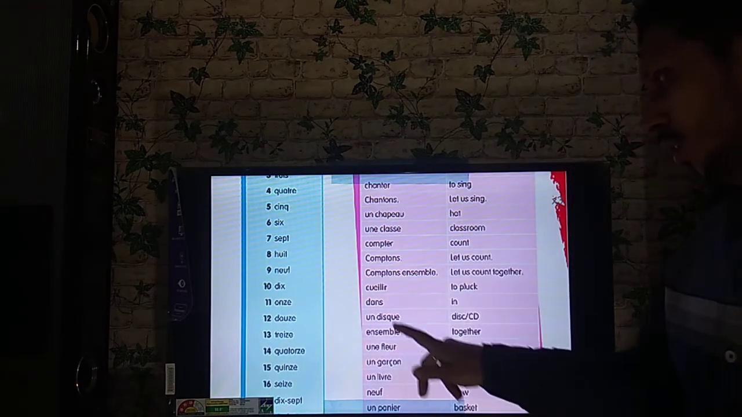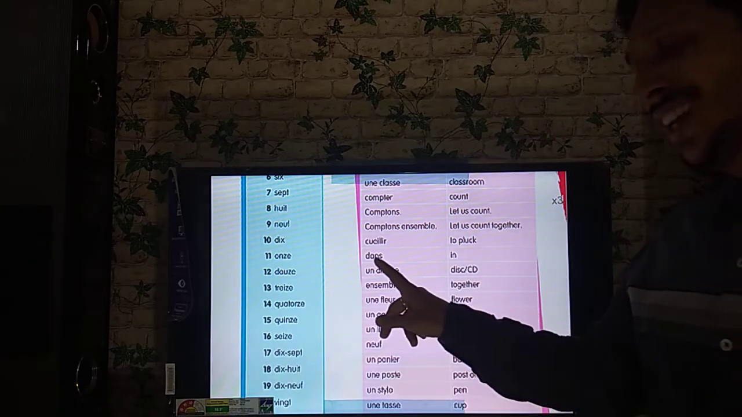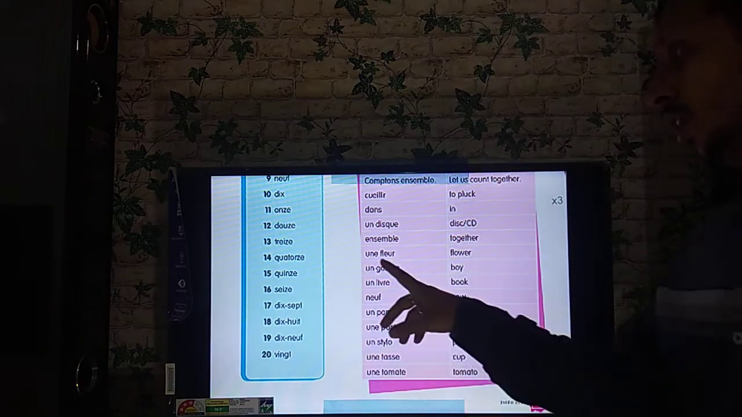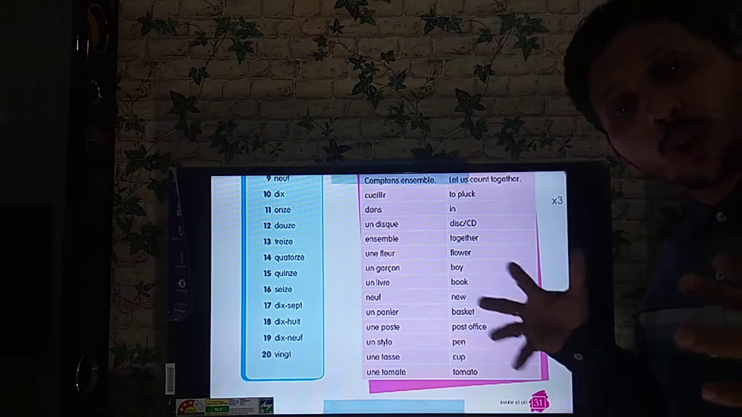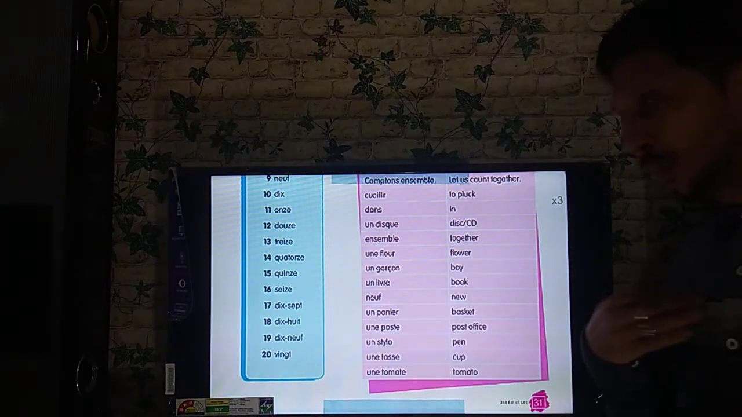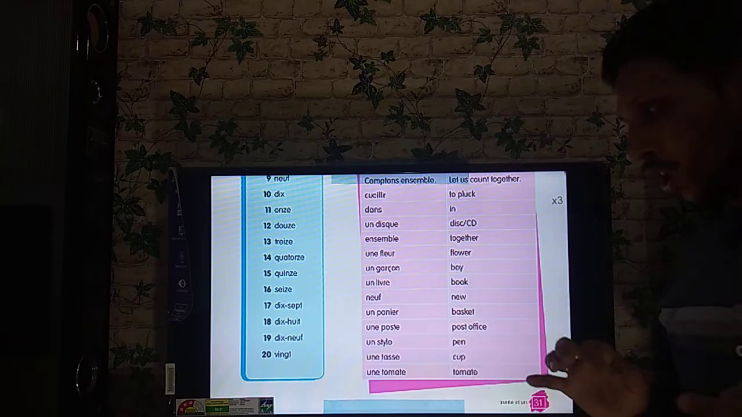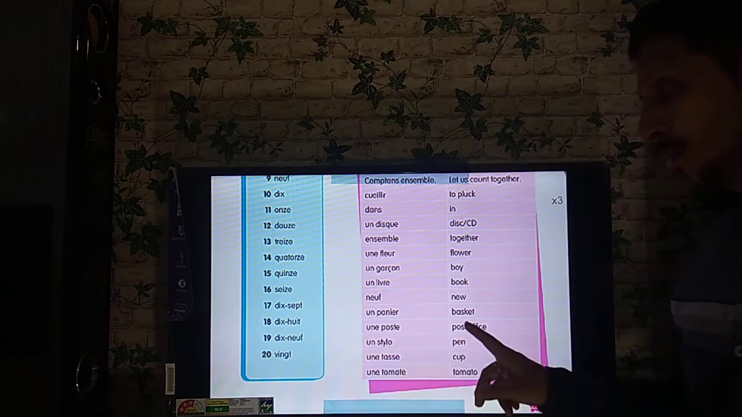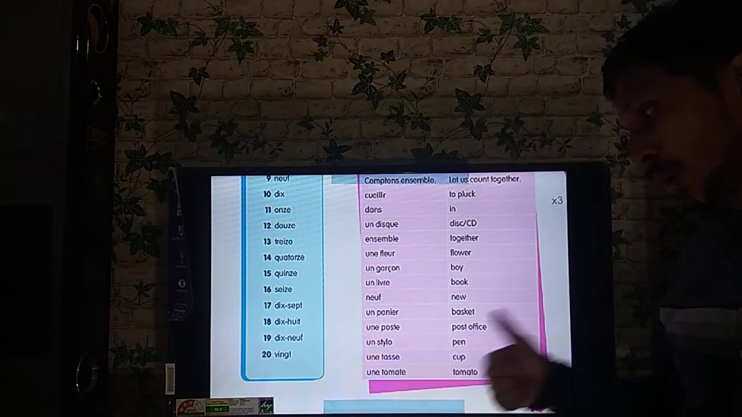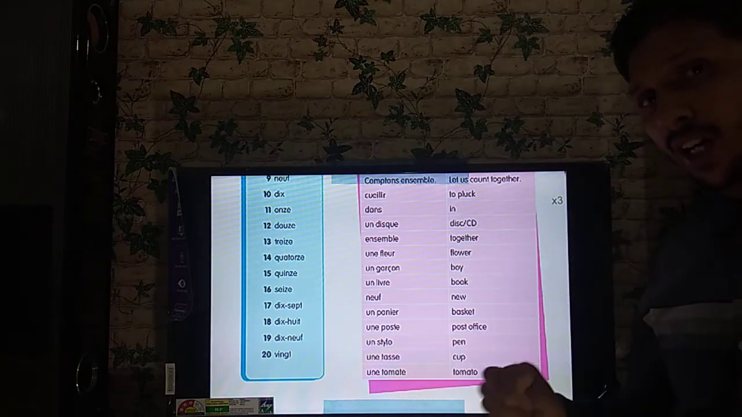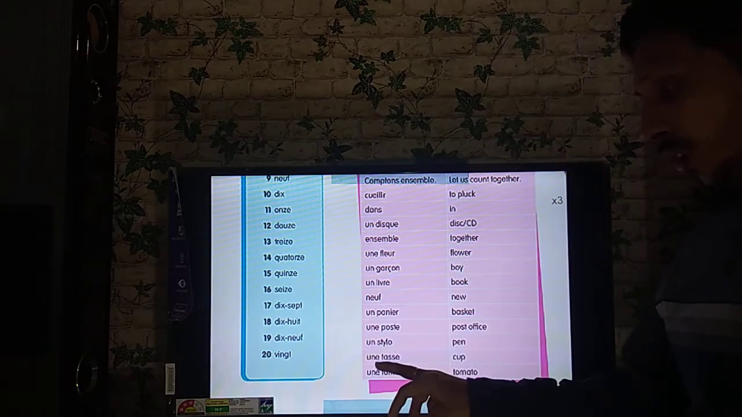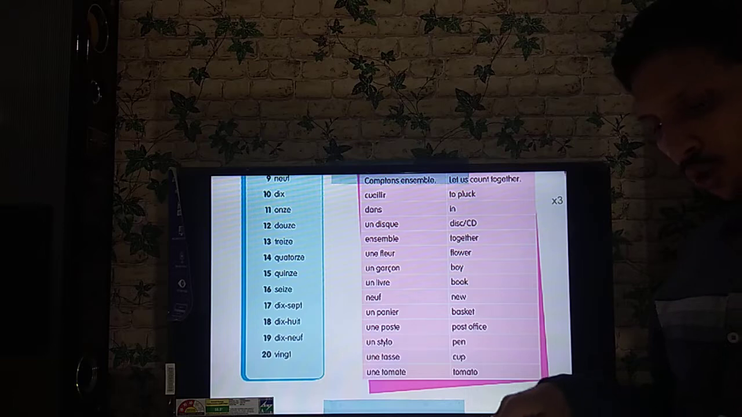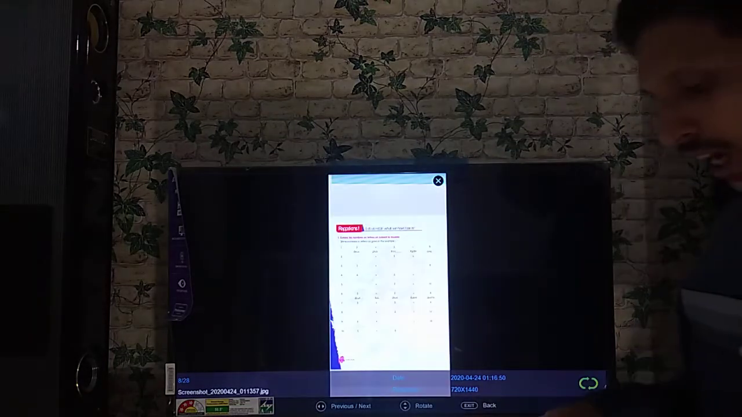Cueillir, to pluck. Dans is in. Un disque is a disc, a CD. Ensemble, together. Un garçon, the boy. Un livre, the book. Neuf means 9 or new, it has two meanings. Un panier, basket. Une poste is the post office. Un stylo is the pen. Une tasse is the cup from which you have coffee or tea. Une tomate, a tomato. That is it for the day.